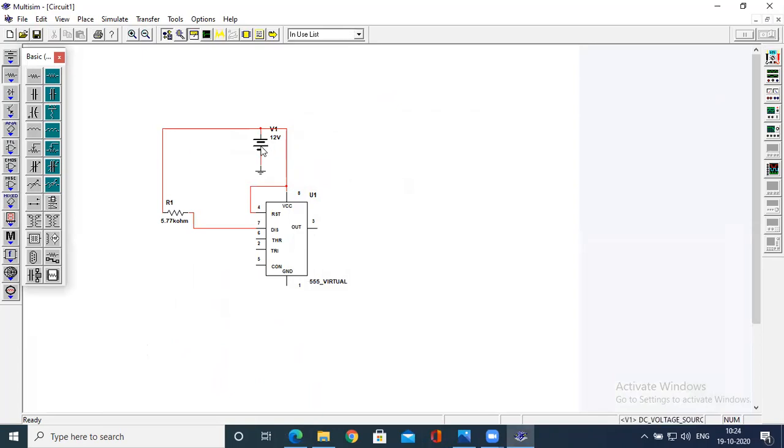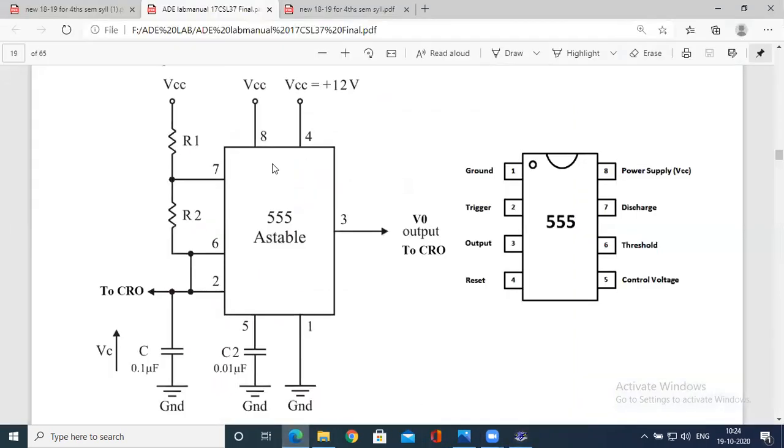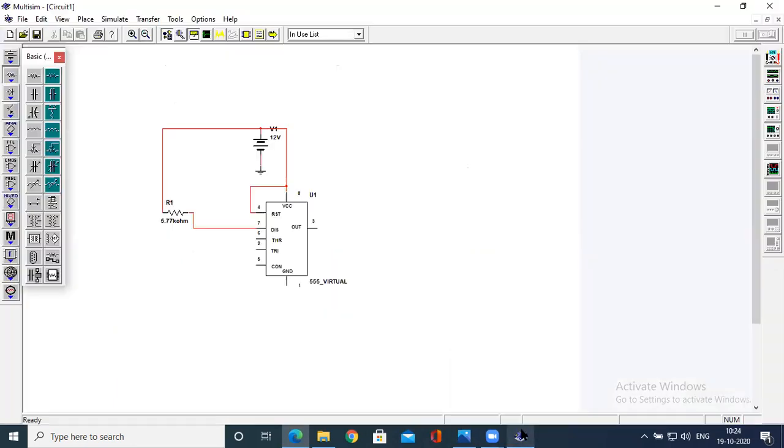You can take another DC voltage, but for simplicity I have connected it to the same DC voltage. Now you see the circuit: pin 7 through R1, and the other end is connected to the same plus DC voltage. Either you can take a separate DC voltage or the same one, as I have used. And pins 6 and 7 have to be shortened with resistor R2.